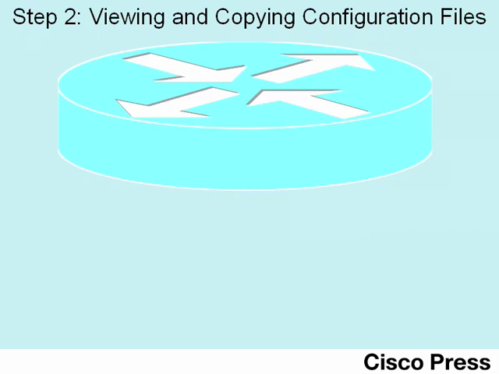Next, let's move on to step 2. When you type in configuration commands in any of the configuration modes, the router puts those commands into RAM memory into a file called the running-config file.